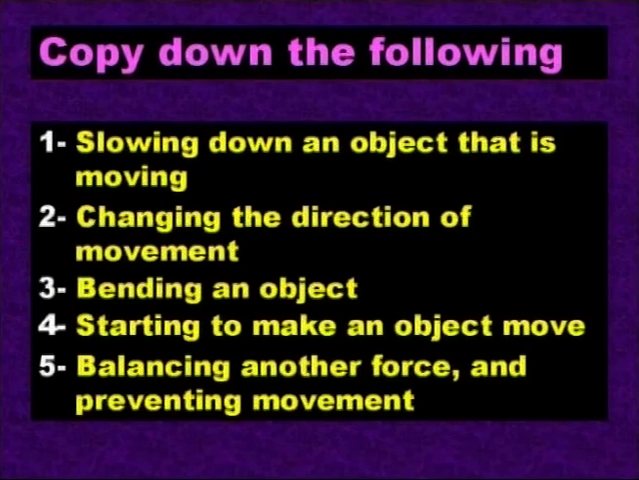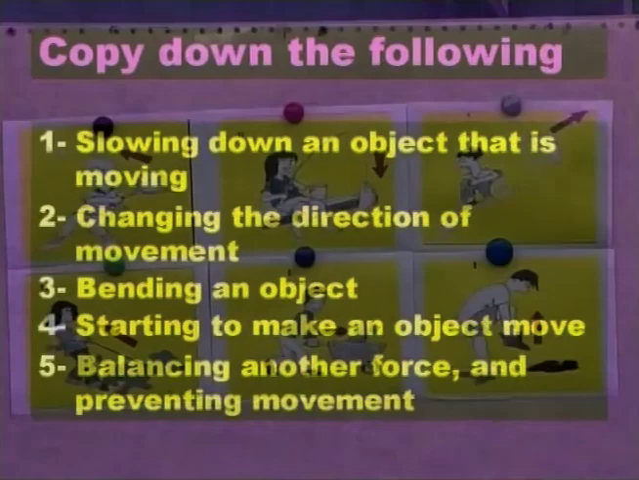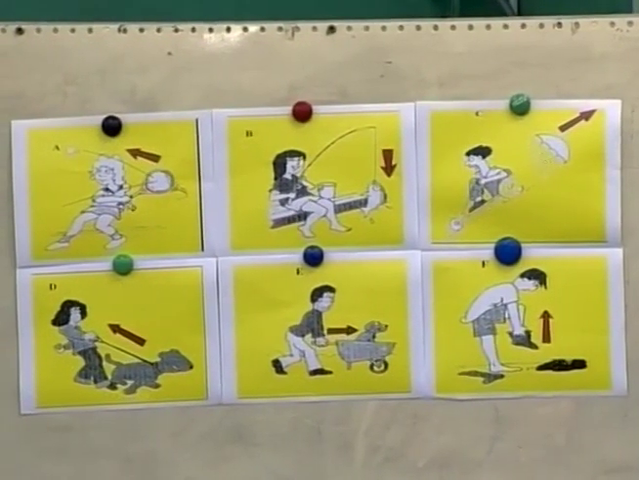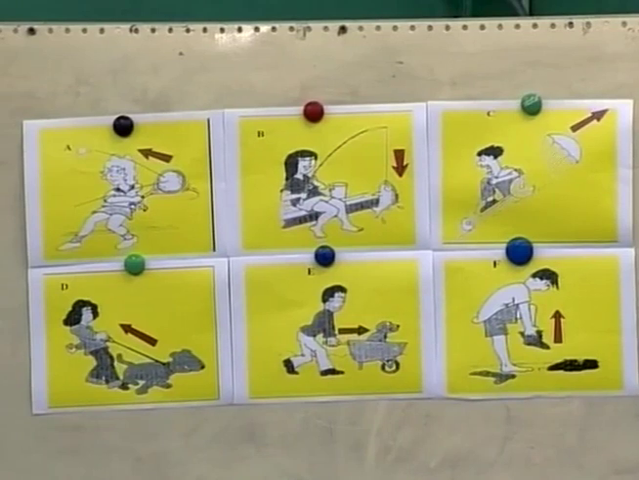Changing the direction of the movement. Start moving something, or like that. Start to move, make an object move. Okay, if you did not catch those pictures properly, all these pictures will be shown to you, so it will help you to recall what the picture was. You can see from those pictures and try to list them down in your books.